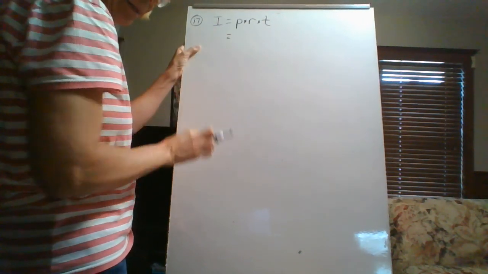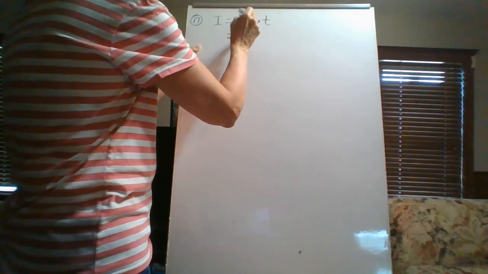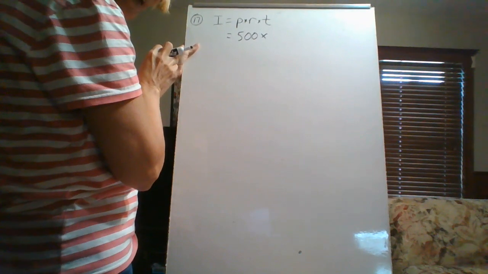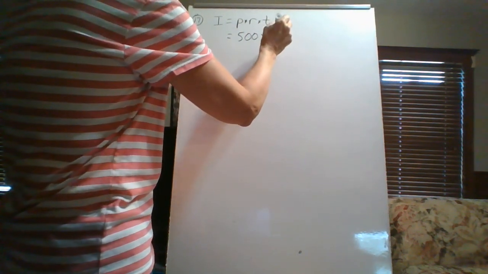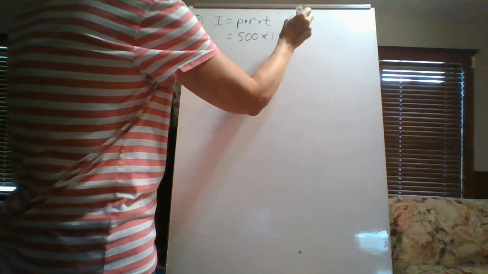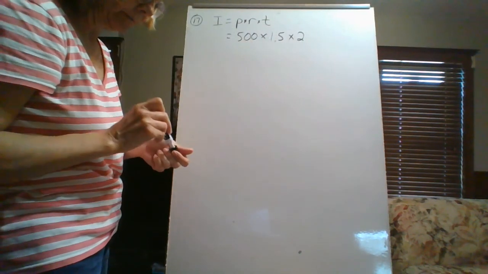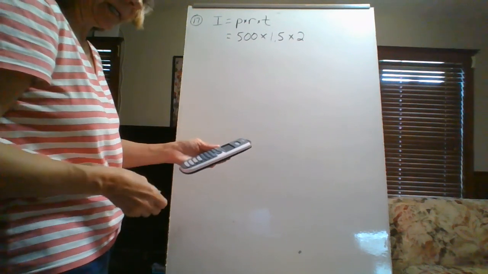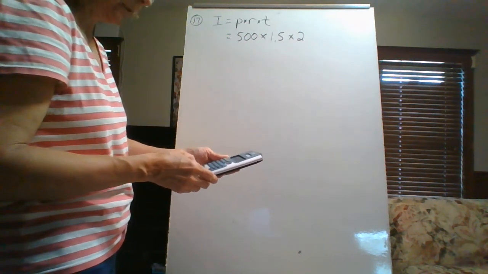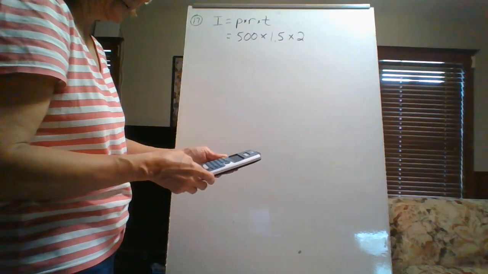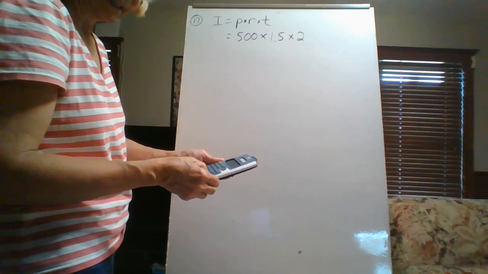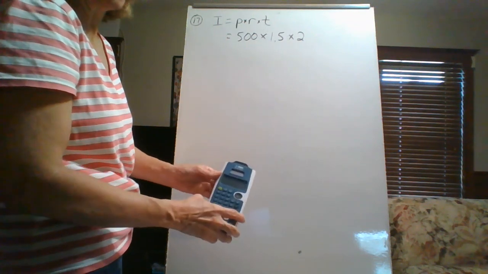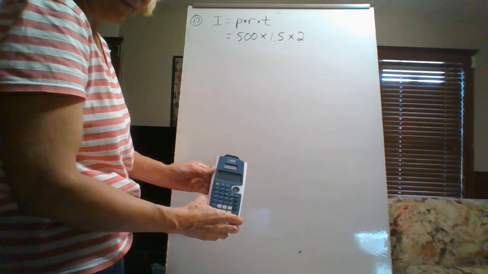Let's just plug in, though, what we got. The principal, what she invested, was $500 times the rate. They've told me the rate is 1.5 and the time is 2 years. Okay, so using my calculator, principal 500 times 1.5 times 2. Okay, now I want to show you something. If you do it that way, I get $1,500.